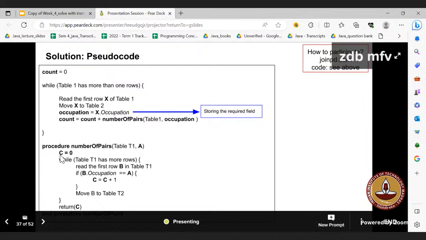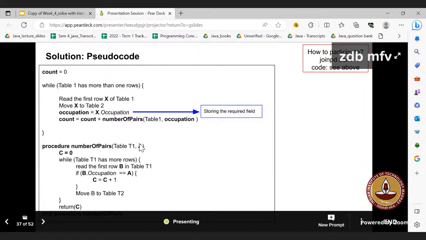Here in the procedure number of pairs of table 1 comma a and c equal to 0, whatever you are defining is just the implementation. It does not have the actual values. But while calling, count equal to count plus number of pairs of table 1 comma occupation, whatever information is there in table 1 will be mentioned as table T1 and stored in table T1. Whatever is there in occupation will be stored in A.